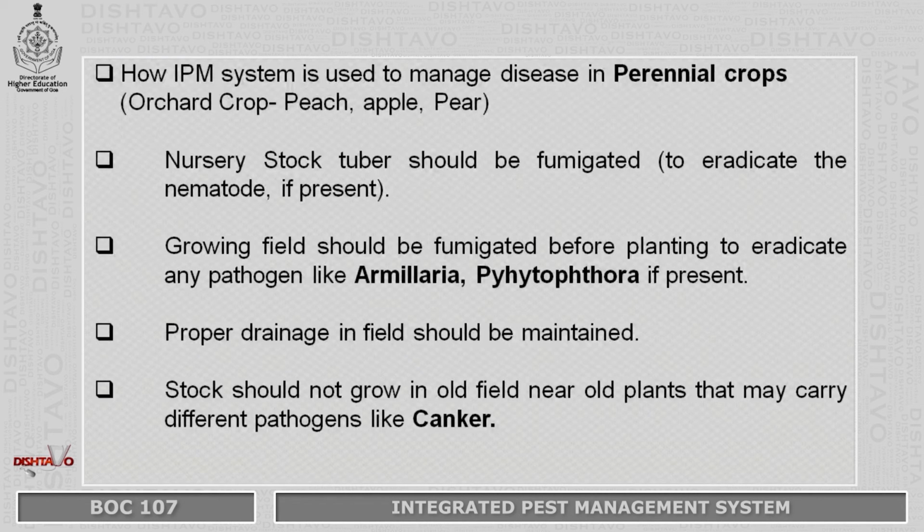Next, proper drainage in the field should be maintained. Stock should not be grown in the old field near old plants that may carry different pathogens like canker. Now this canker is a disease caused by a bacterial pathogen. The species name is Xanthomonas. Now this Xanthomonas affects the citrus family. It affects leaf, fruit, stem, almost all the parts of the citrus family.